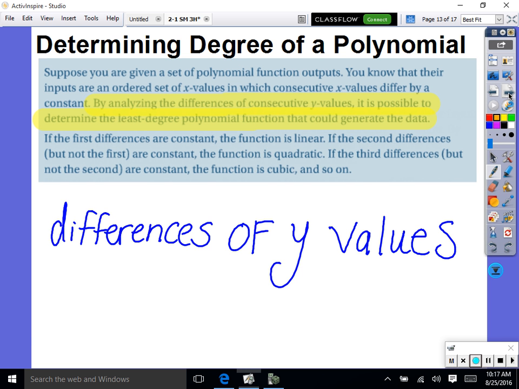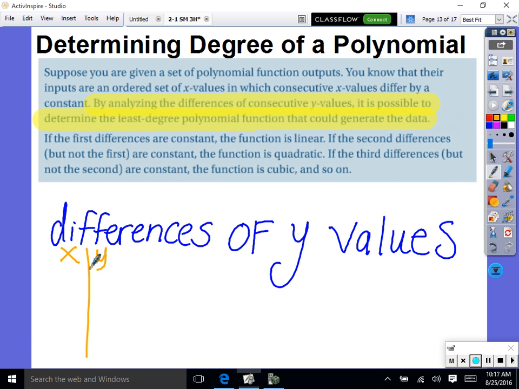So what this says is, suppose you were given a set of polynomial function outputs. If we're given a bunch of outputs, remember, if you plug in something, we're going to get something out, right? Outputs are y values. Inputs are x, outputs are y. It says you know that their inputs are an ordered set of x values in which consecutive x values differ by a constant. That makes it sound really complicated. It's not, though.